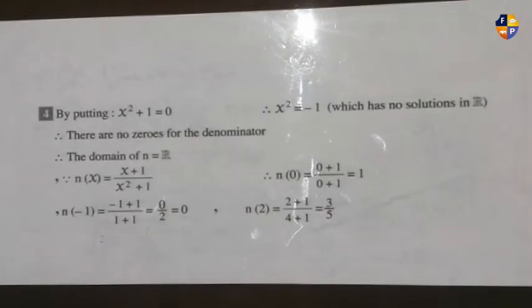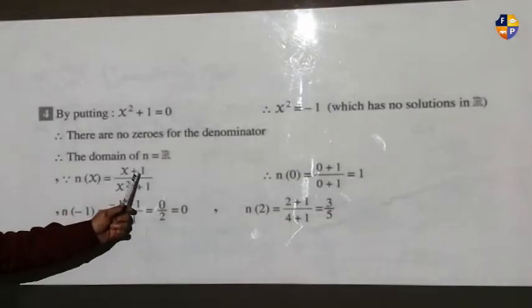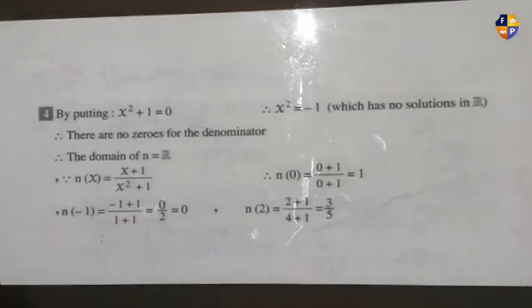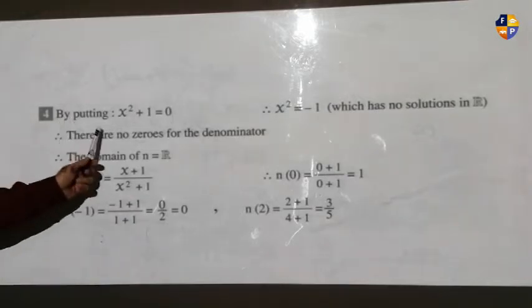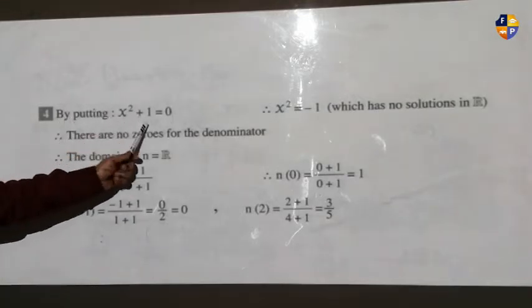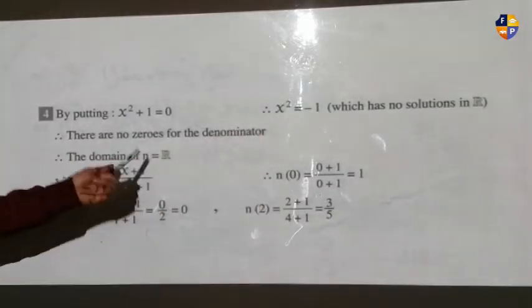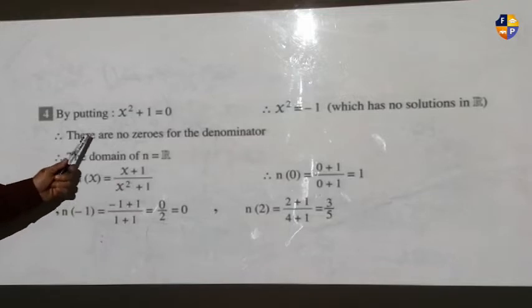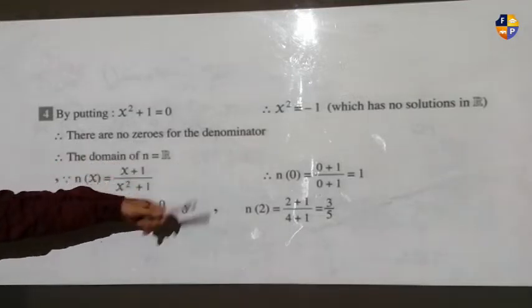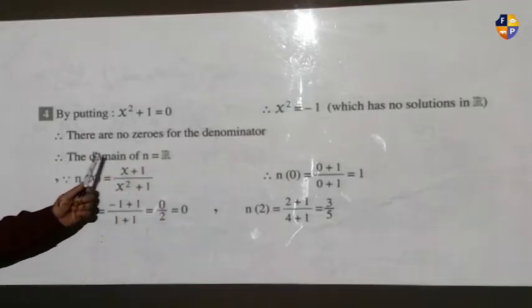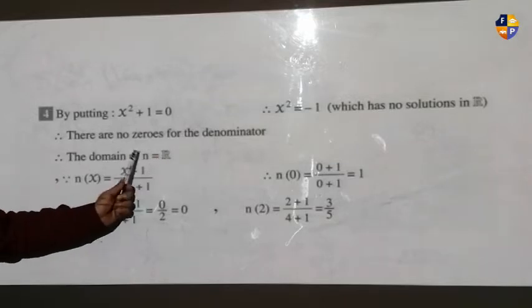Okay, number 4, n(x) equals (x plus 1) over (x power 2 plus 1). x power 2 plus 1 has no factorization. We put x power 2 plus 1 equals 0, then x power 2 equals -1, and there are no solutions, so there are no zeros of the denominator. Then the domain of n equals R.